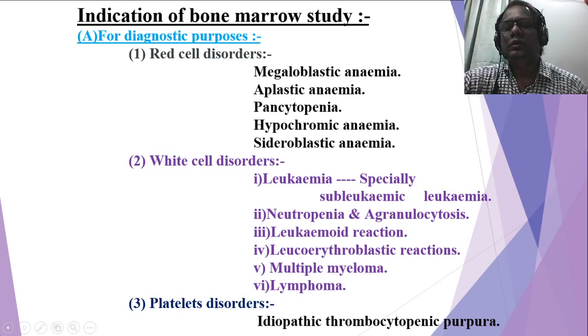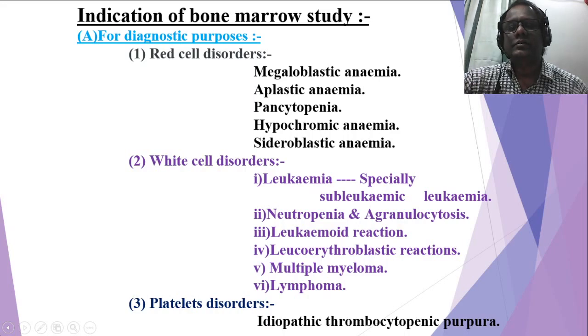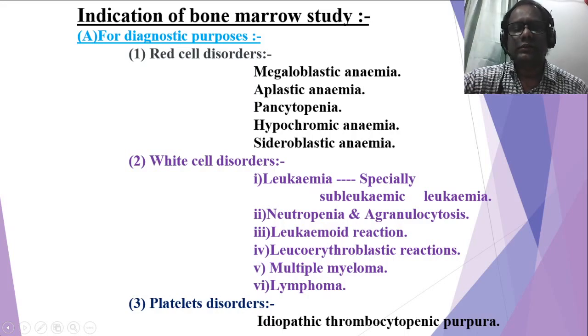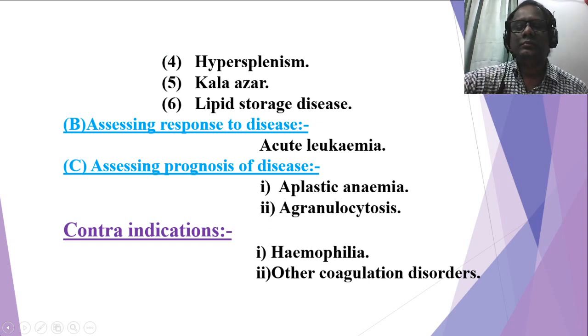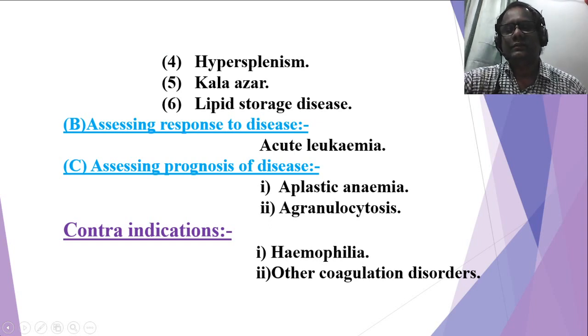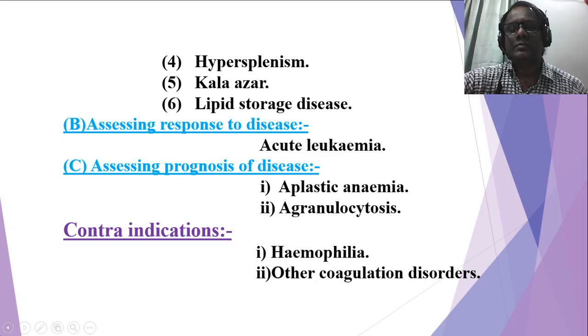Indications of bone marrow study for diagnostic purposes: red cell disorders, megaloblastic anemia, aplastic anemia, pancytopenia, some cases of hypochromic anemia, sideroblastic anemia. In case of white cell disorders, leukemia, especially subleukemic leukemia, neutropenia, agranulocytosis, leukemoid reaction, leukoerythroblastic reaction, multiple myeloma, lymphoma. Platelet disorders, idiopathic thrombocytopenic purpura, that is ITP, hypersplenism, Kala-Azar, lipid storage disease. These are the diagnostic purposes.